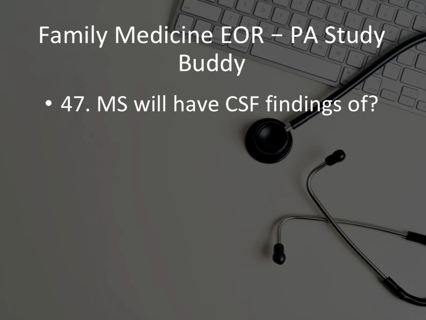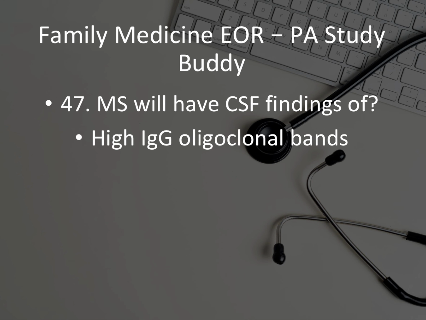MS will have cerebrospinal fluid findings of multiple sclerosis. They're going to tell you patient comes in with vision issues, peripheral neuropathy. When it comes to MS, it's usually a young female, predominantly Caucasian of Northern European descent, with new vision issues, some peripheral neuropathy, and you performed a lumbar puncture and a CSF. Findings are IgG oligoclonal bands.